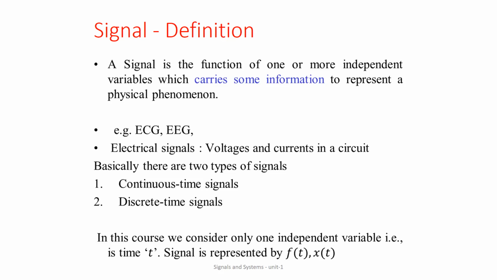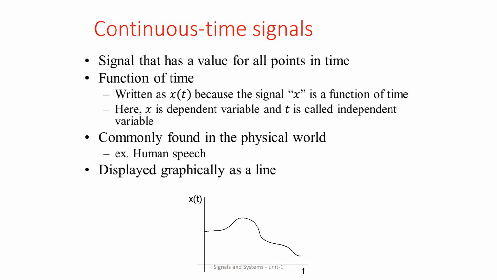So from the definition of the signal, a signal is a function of one or more independent variables. Here the independent variable is time, and we are representing the signal as x of t, or x of t is equal to sine omega t or cos omega t. You can take any type of signal here. And the continuous signal is the signal that has the value at all points.